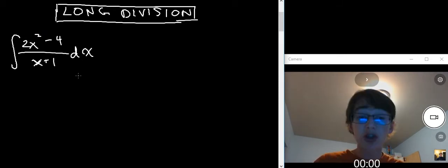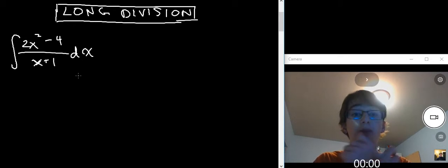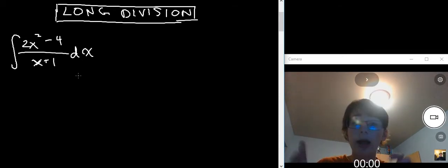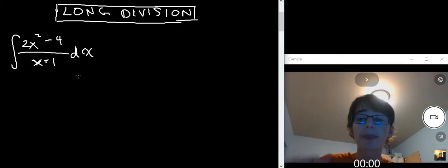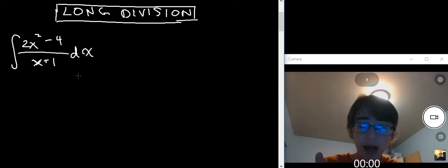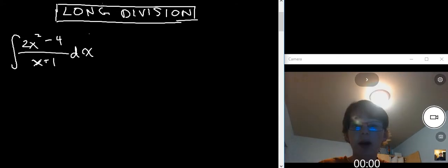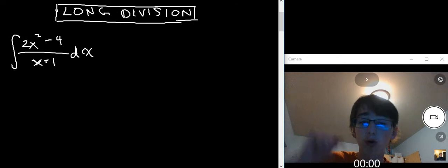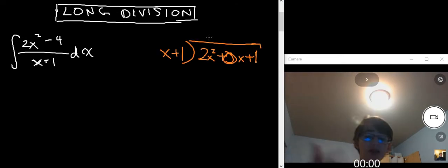So when you're looking for long division, make sure you've got a fraction, because remember, a fraction can also signify division, and make sure that the numerator has a greater degree than the denominator. With that being said, let's go ahead and set up our long division problem. This is how I set up the long division problem on the side of my paper.